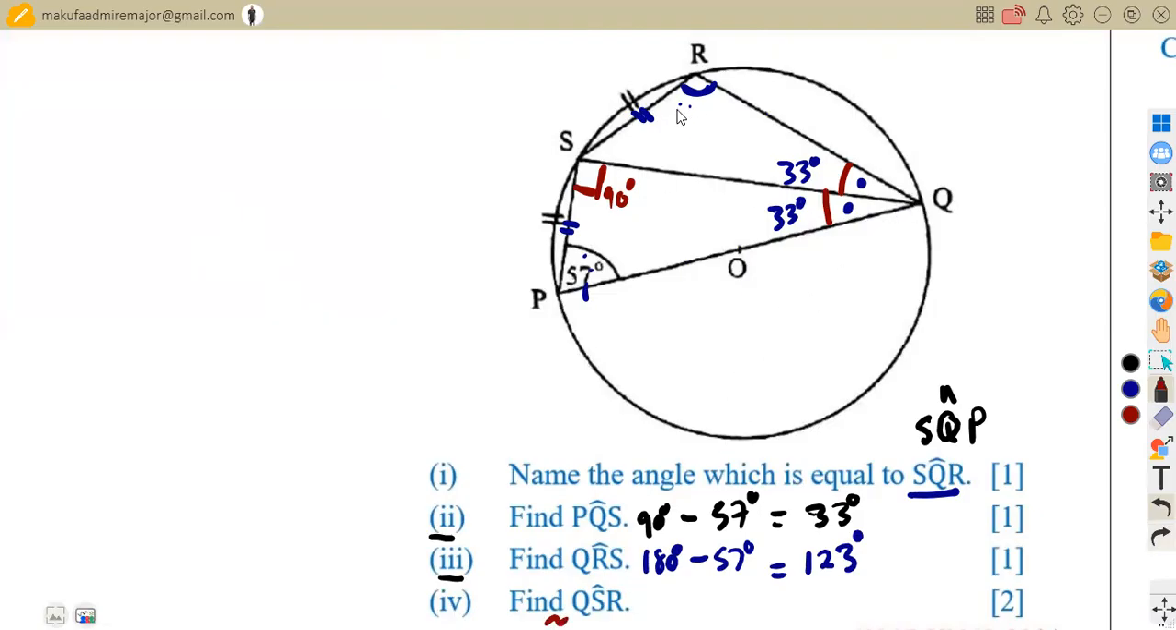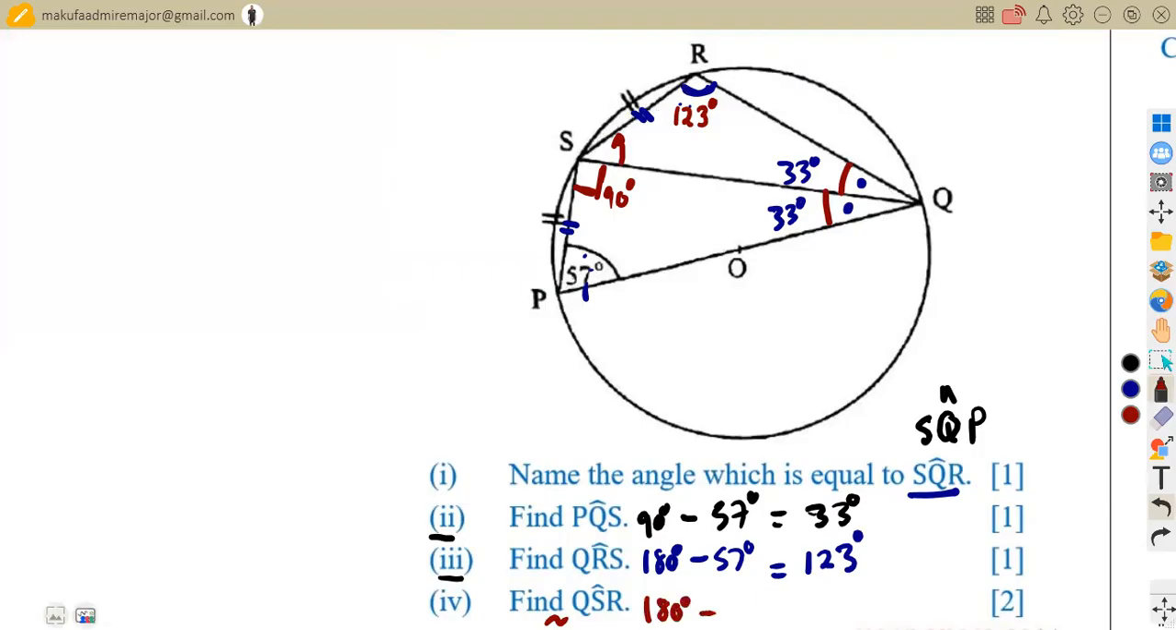QSR. Remember, we said this is 123 degrees. And now we need QSR, that is the remaining angle, the one that is remaining. So on this one, we had two options. Either to use angles in a triangle because we've got two angles in triangle SRQ. You know that angles in a triangle add up to 180.